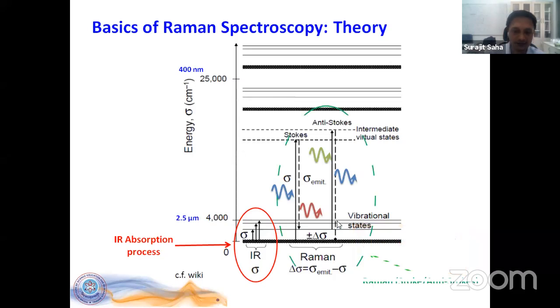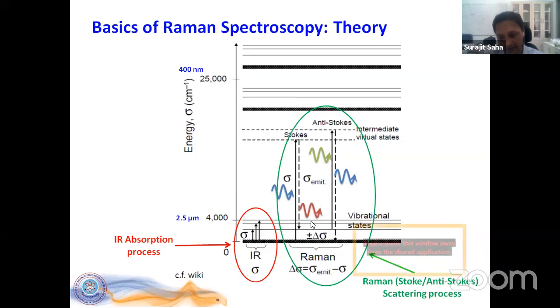On the other hand, the Raman process is very different. Just to remind you, in the Raman process we use a monochromatic light. That monochromatic light is of very high energy, typically of the order of a few electron volts rather than a few milli electron volts as in case of IR. So, just to mention once again, the white light source in case of IR is of the order of a few milli electron volts to a few hundred milli electron volts, and the absorption happens in that region. But in case of Raman, the incident light, which is monochromatic, is of the order of a few electron volts, maybe two, three electron volts.